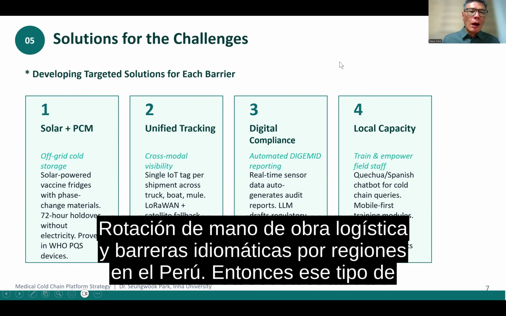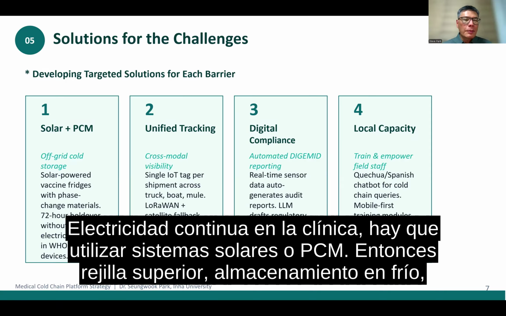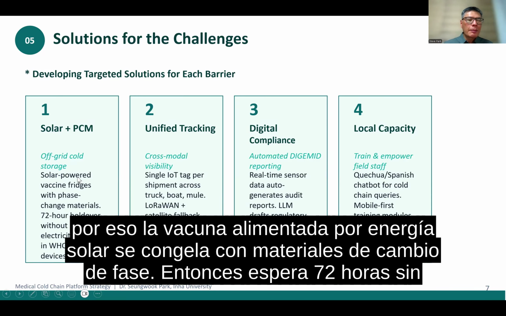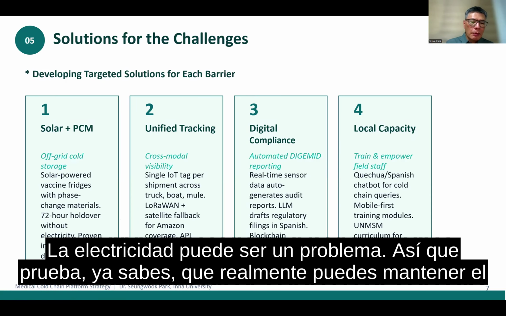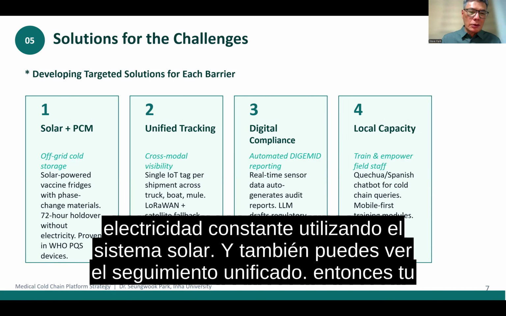Now, how can we solve the challenges? In order to have consistent and continuous electricity in the clinic, you have to use solar or PCM systems. So off-grid cold storage, solar-powered vaccine freezers with phase change materials. A 72-hour holdover without electricity can be provided. So you can actually maintain consistent electricity using the solar system.